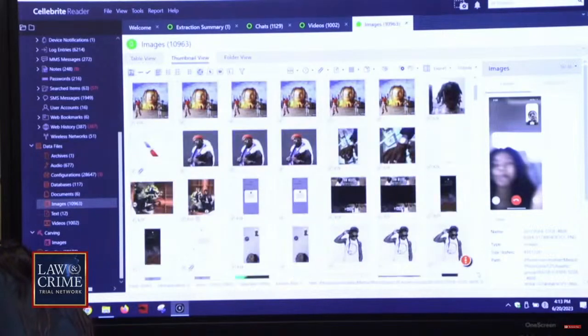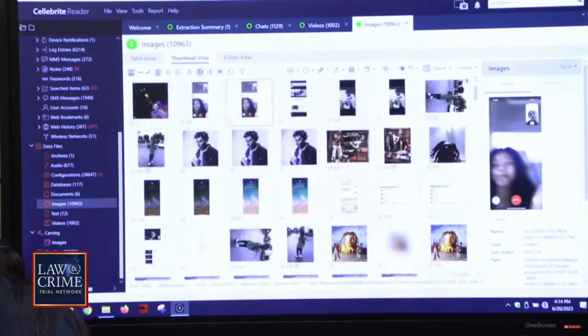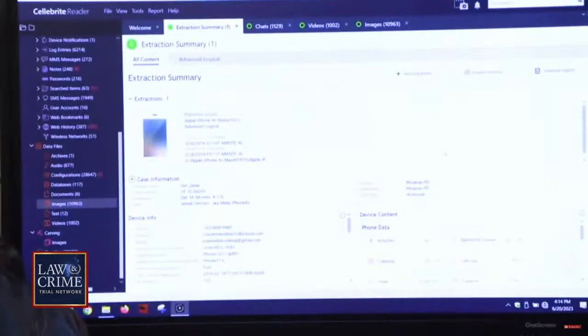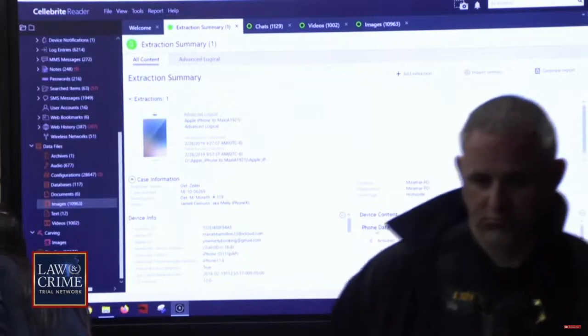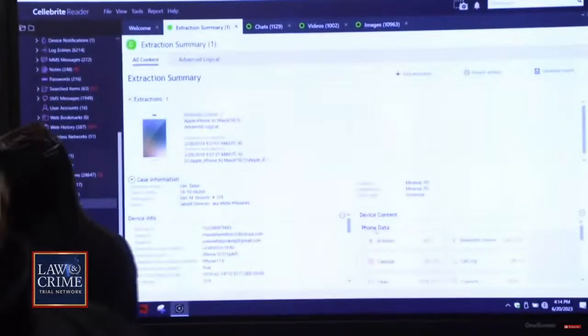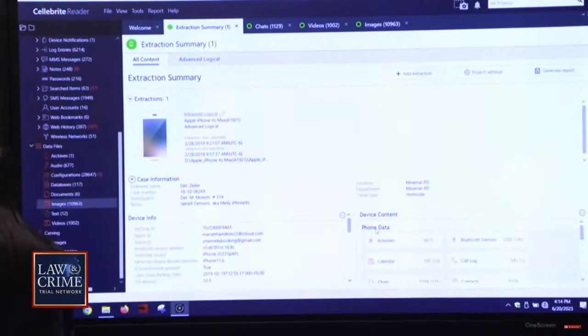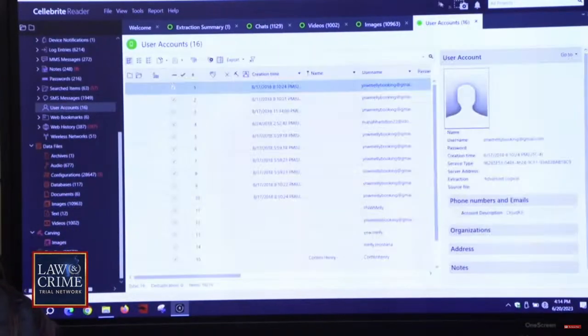And can you go back to the main subscriber information page? In terms of this one? Yes. So where does it show who the subscribers are? This is from the device itself, Your Honor. This is an extraction from Cellebrite of that phone in terms of information as to user accounts that are on this particular phone. You have Ynw Melly Booking at gmail.com.